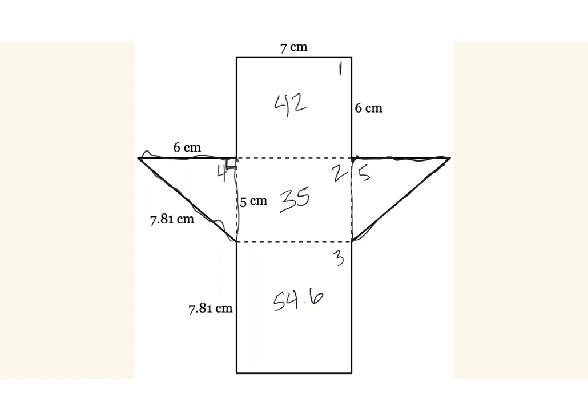Now for the 2 triangles, I have 90 degrees right here, and I know that the base and height of my triangles meet at that 90 degrees. So I've got 6 and 5, which is 30. Since it's a triangle, we're going to divide it in half, so 15. The other triangle is going to be exactly the same, so another 15. Now, adding those together, we'll have 42 plus 35 plus 54.6 plus 15 plus 15.